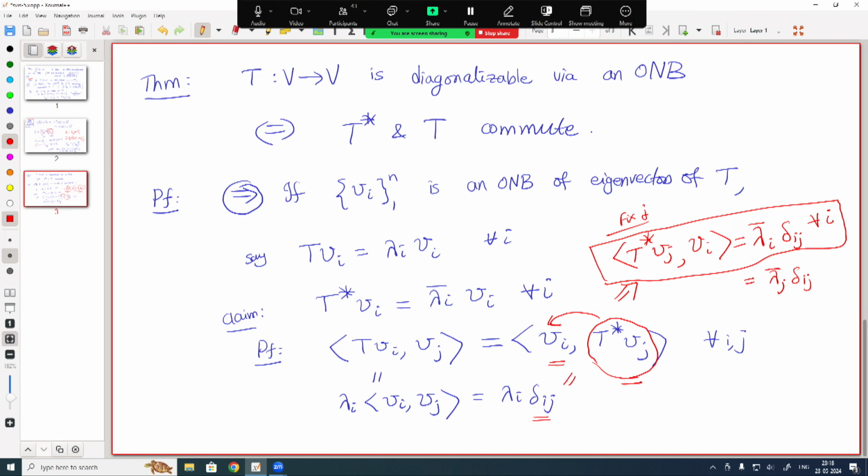See, these two are equal. Now I interchange, so I get T star Vj, Vi, but then this will become its bar. So my left hand side will have a bar: the inner product of T star Vj comma Vi, there the bar will be there. Correct. So I took the bar on the other side also.